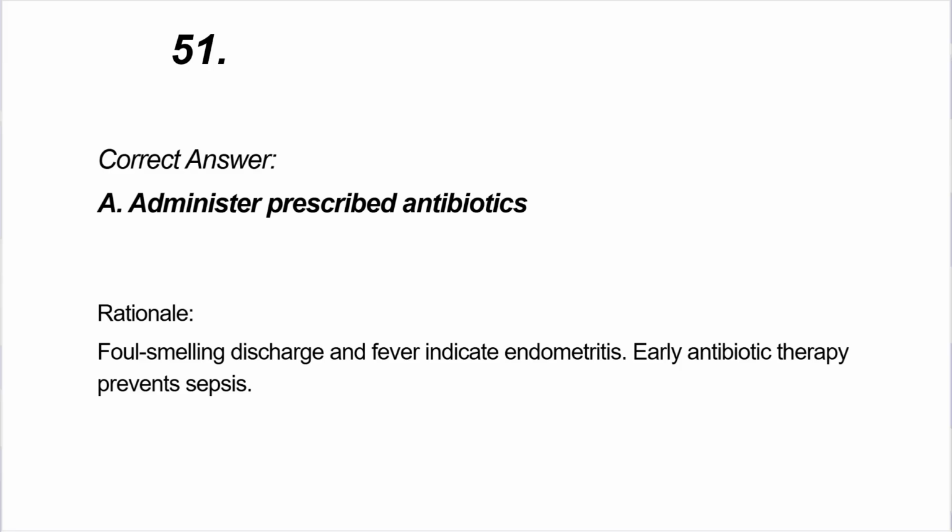Postpartum, TPN, and anticoagulation. 51. A. Administer prescribed antibiotics. Rationale: foul-smelling discharge and fever indicate endometritis. Early antibiotic therapy prevents sepsis.